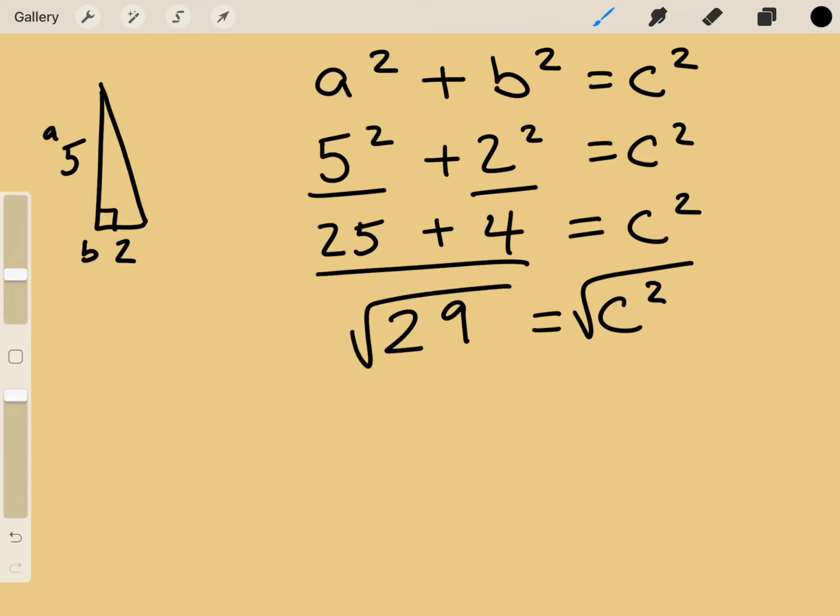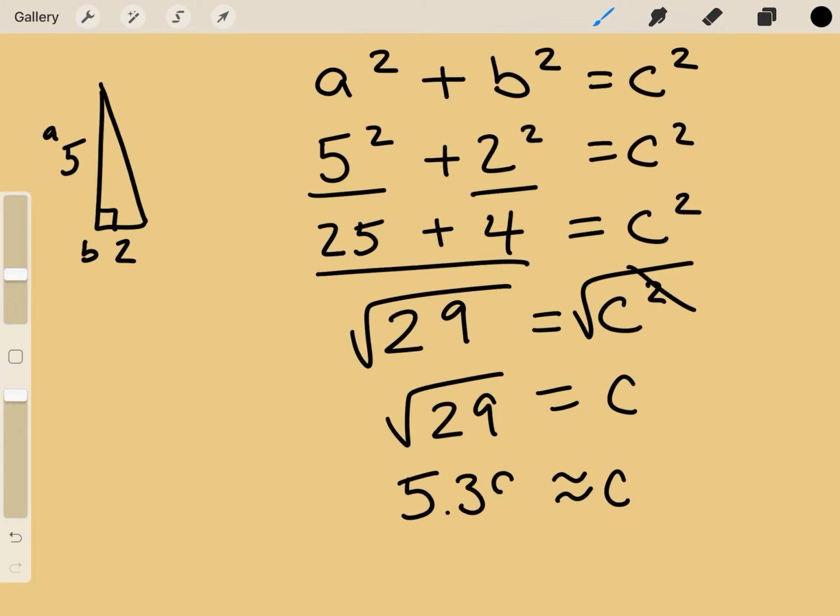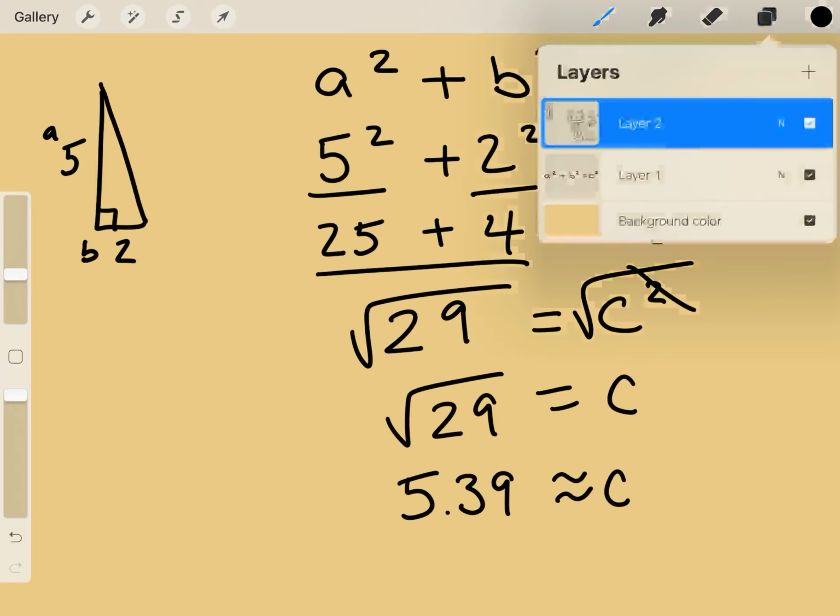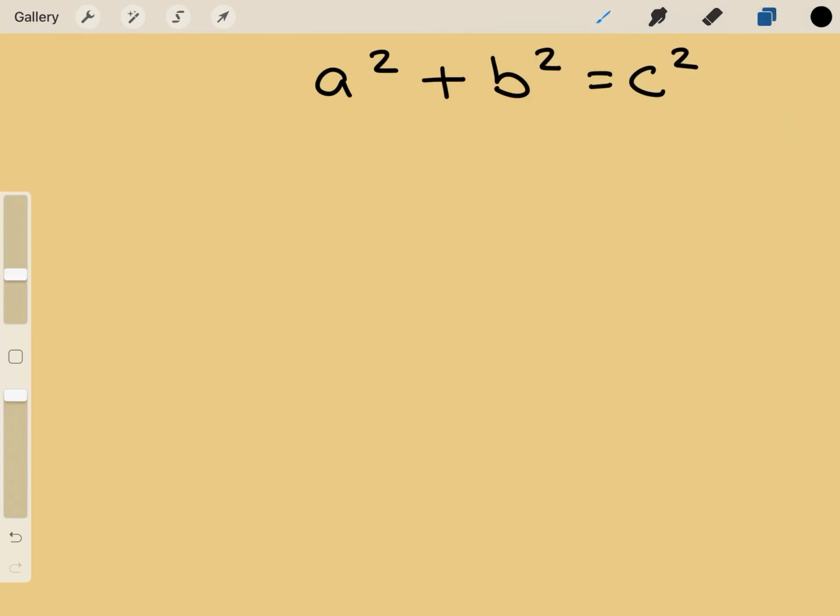And then we take the square root of both sides, so we isolate c, giving us just c on this side and the square root of 29 on the other side. 29 is a prime number. It does not break down any further, so we don't simplify it. And then if you wanted to estimate it in its decimal form instead, you would get c as approximately equal to 5.39. Alrighty, moving on.